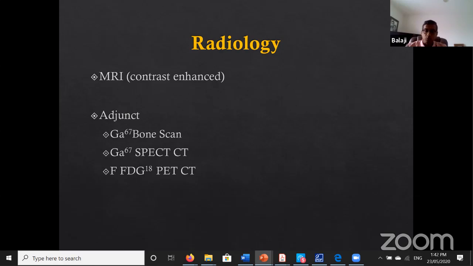So when a patient presents with a short history and you're doing an MRI scan and it's not showing you any significant changes suggestive of discitis, if you do an FDG18 PET CT scan, it might show you. It is more helpful at that point. But after 2 or 3 weeks, an MRI or a PET CT are equally diagnostic.